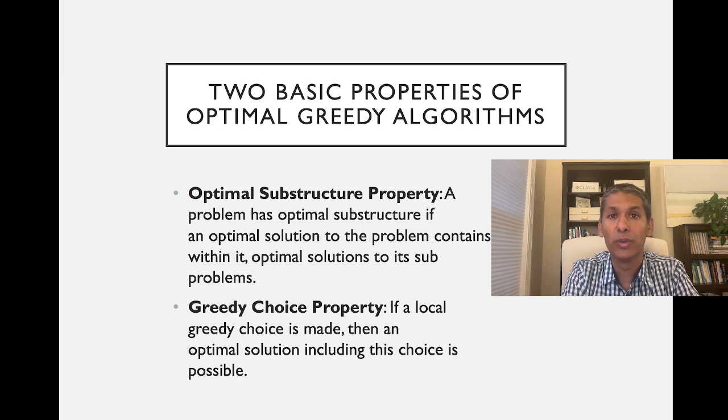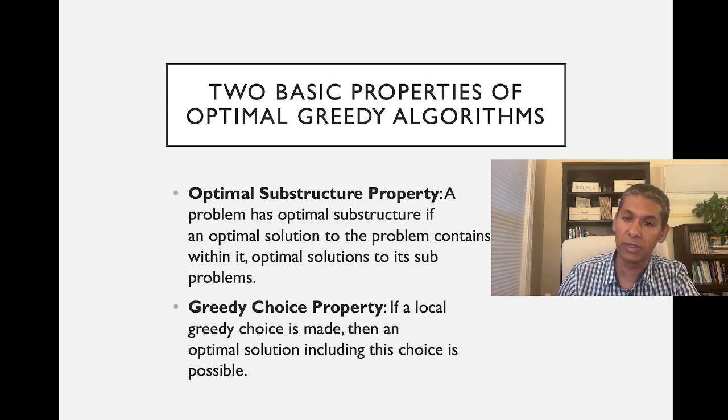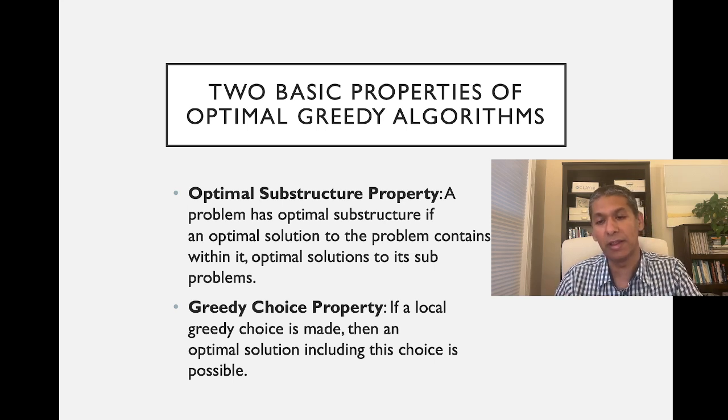Now, if we go back to the basic properties of optimal greedy algorithms, they have two common properties. One property is the optimal substructure property. A problem has an optimal substructure if the optimal solution to the problem contains within it optimal solutions to the subproblems. Again, the language looks very much like jargon, but simply put, if you take a problem and come up with a solution, then look at a part of the solution, that part of the solution will be the optimal solution for that part of the problem. That's what the optimal substructure property says.